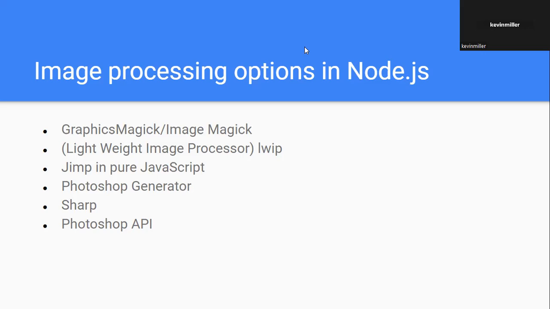There's Photoshop Generator, which I talked about before, but probably the most common one that you see a lot, especially if you use a tool like some of the site generator tools, is Sharp. Sharp is very popular. Gatsby.js is an example of something that uses Sharp for a lot of the image processing in that application. And then, of course, you can do this stuff with the Photoshop API too, but there's a cost associated with doing that.